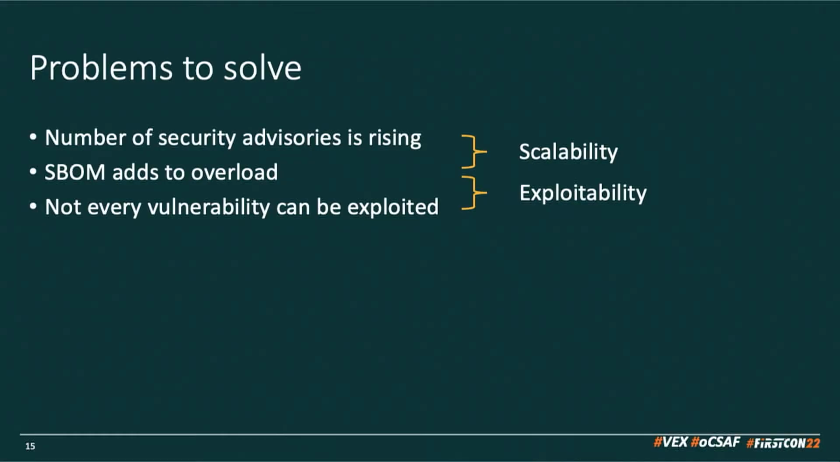But what are the problems we're trying to solve? So basically, we have seen the numbers of vulnerabilities arising. And SBOM adds to that overload. So we need to solve the problem of scalability, and then we need to solve the problem of exploitability, since not every vulnerability really can be exploited.